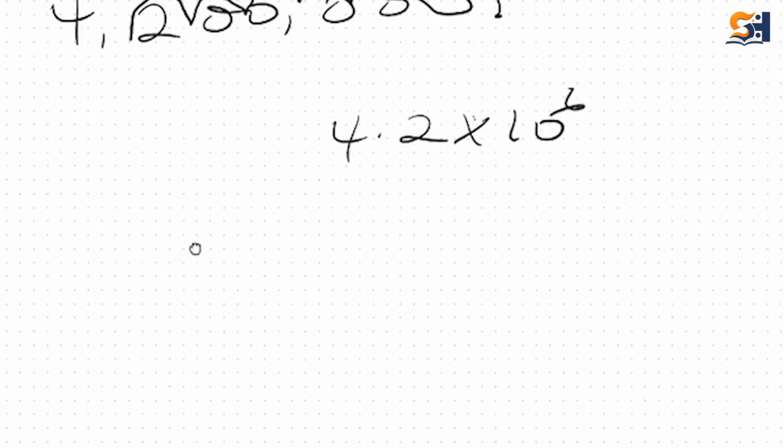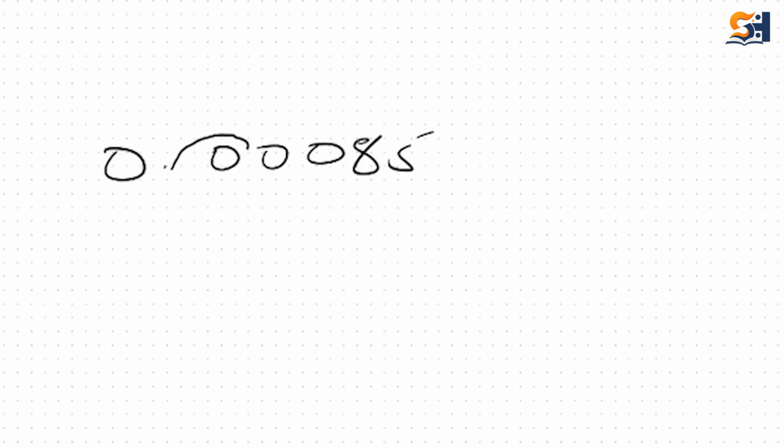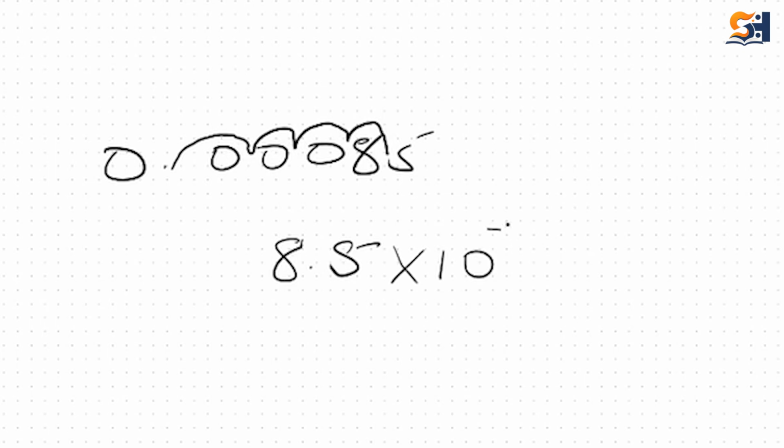3. Handling tiny numbers. Now, what if we have a very small number, like 0.00000085? This time, we move the decimal point to the right until we get a number between 1 and 10. We move it 4 places to get 8.5. Because we started with a tiny decimal, the power is negative. The result, 8.5 times 10 exponent negative 4.